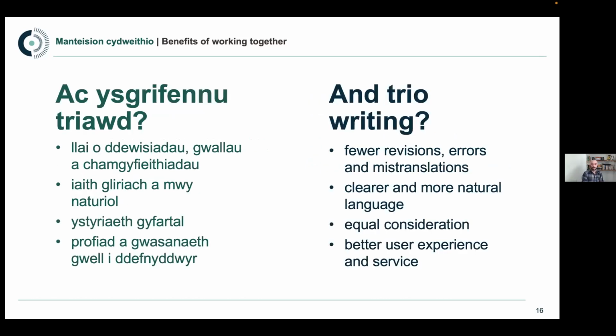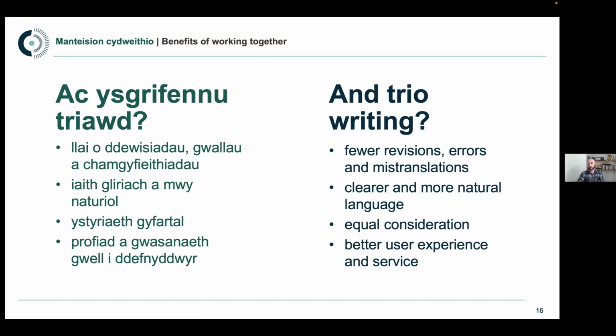Specifically about the triad writing, it does not only give the translator a more active role, where they can understand the context of the piece of content, of the information that we are producing. They can ask questions for clarity. And in that way, we make sure that both languages are as clear and as natural as each other, as they are both equally considered.